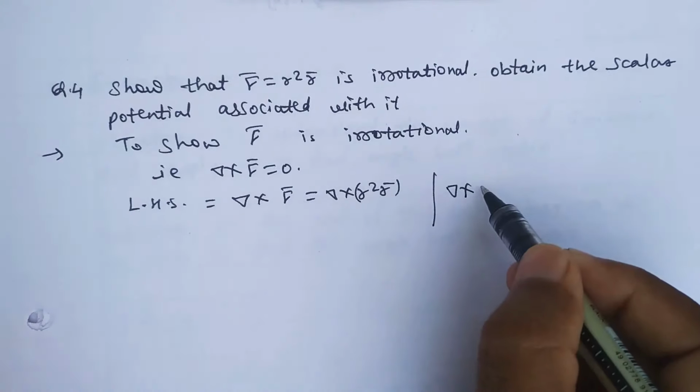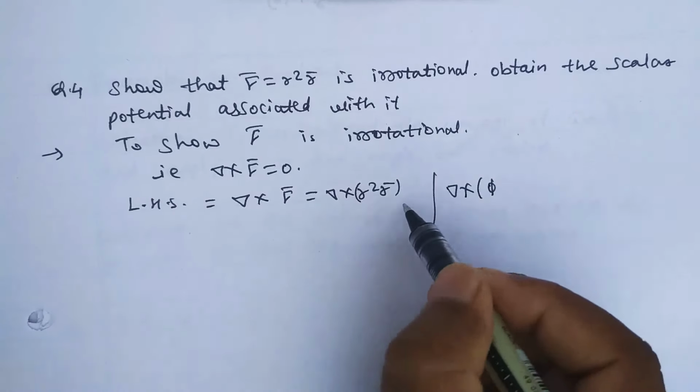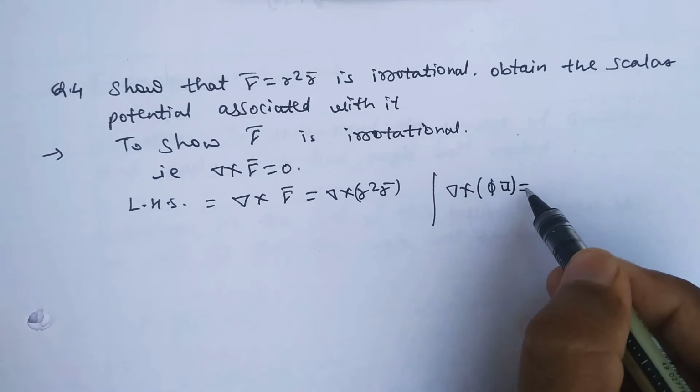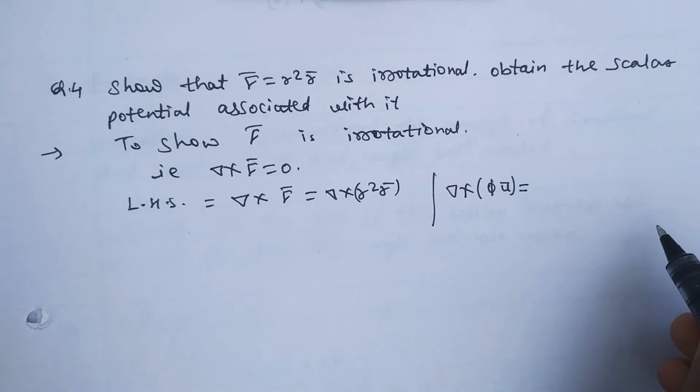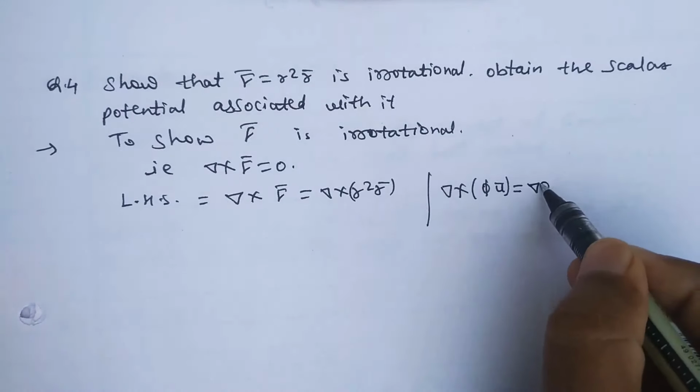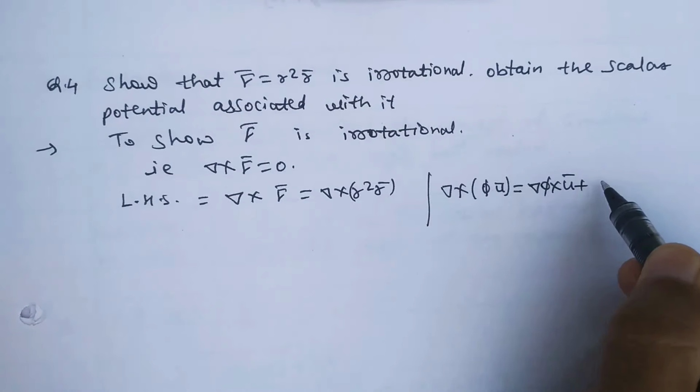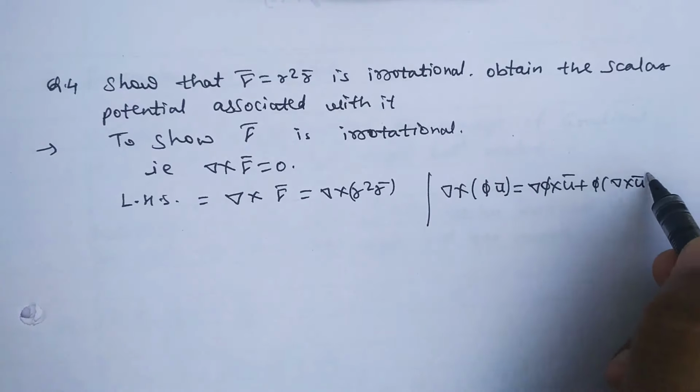Now r square is a scalar quantity, so call it phi. Now r bar is a vector quantity, that is u bar. So you have to use the vector identity del cross phi u bar. What is the vector identity del cross phi u bar? It is del phi cross u bar plus phi into del cross u bar.